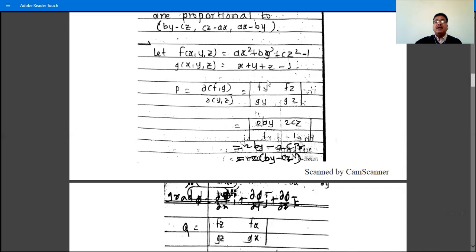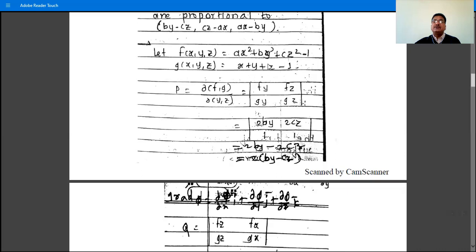And what is fy? The derivative of f with respect to y is 2by, because in the partial derivative with respect to y, x and z are constants, and in the derivative with respect to z, x and y are constant. The derivative of x square is 0, by square gives 2by, and the derivative of cz square is 2cz. The derivative of minus y is 0.